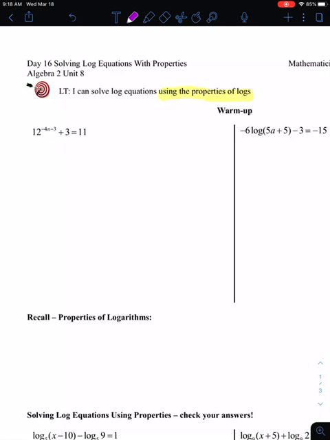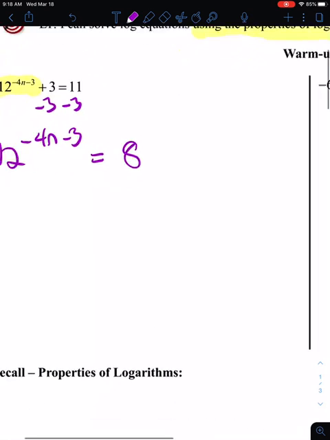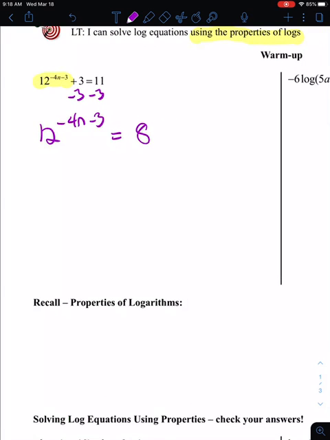12 to the negative 4n minus 3, plus 3 equals 11. So let's go ahead and subtract 3 on both sides. We want to get this guy by itself. So we have 12 to the negative 4n minus 3 equals 8. Now what we want to first think about is whether we can change our bases to be the same. But in this case, I don't think it will work with 12 and 8. So let's go ahead and rewrite this in log form. So we have log base 12 of 8 equals negative 4n minus 3.